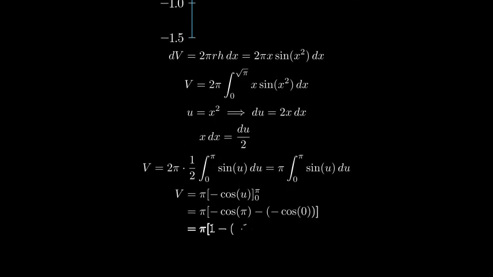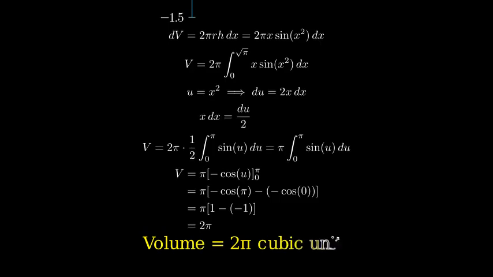This is a basic integral. The integral of sine is negative cosine. Evaluating from 0 to pi, we get negative cosine of pi minus negative cosine of 0, which equals negative 1 minus negative 1, which equals 2. Therefore, the volume equals 2 pi cubic units.